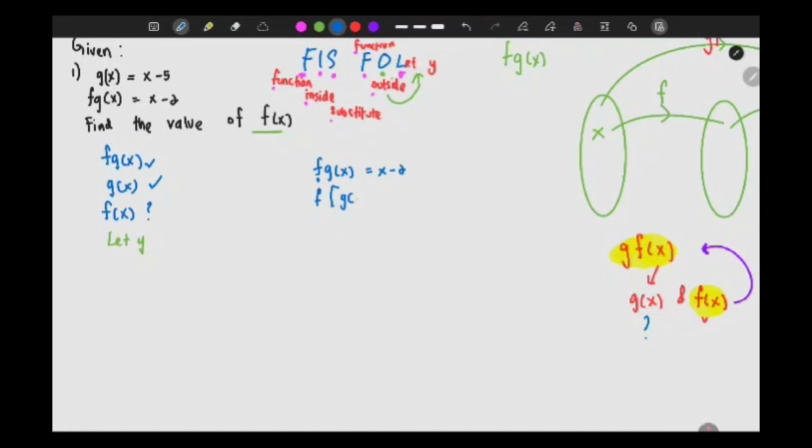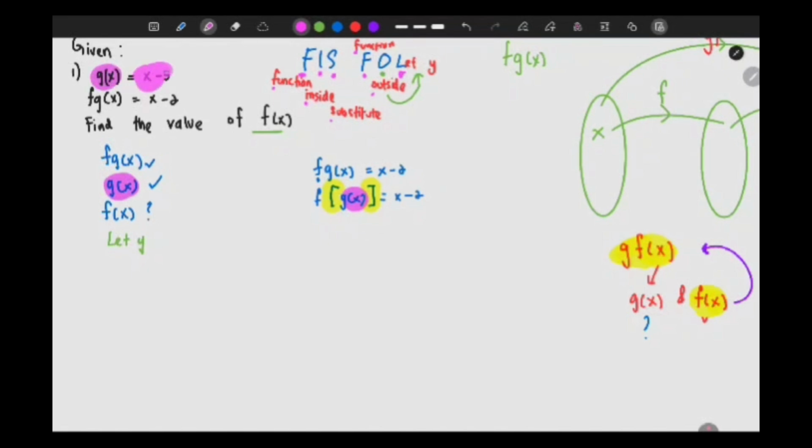fgx equals to x minus 2. You see, I didn't change anything. What I did is I just add a bracket. I expand them. And now, if you see, substitute first whatever you know. This is gx. And you know what? I have my gx, isn't it? Which is this, x minus 5.